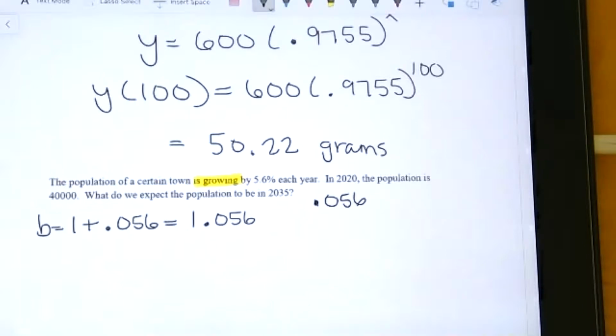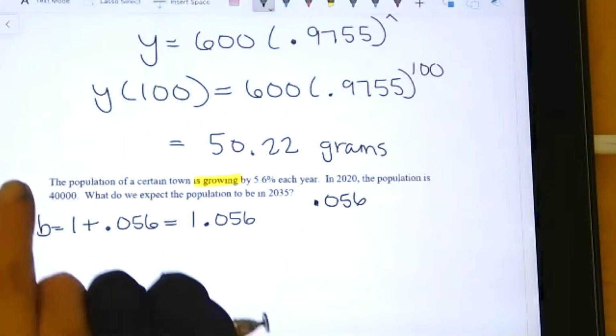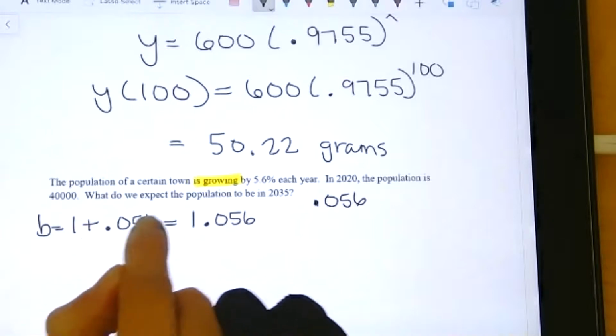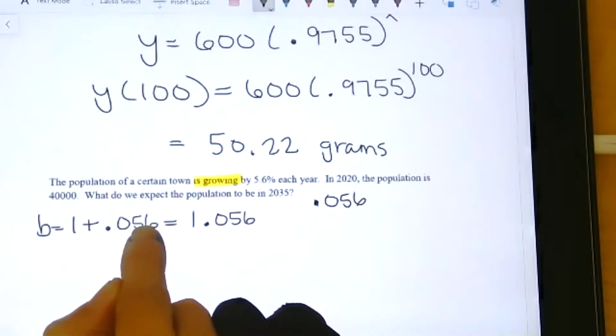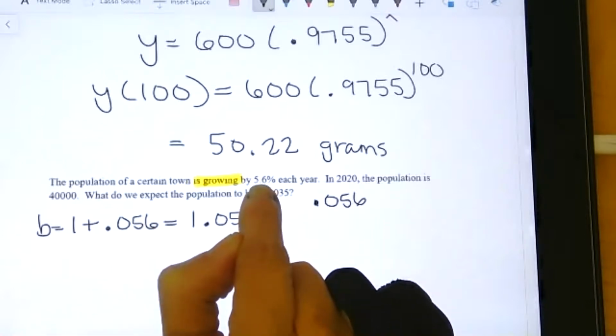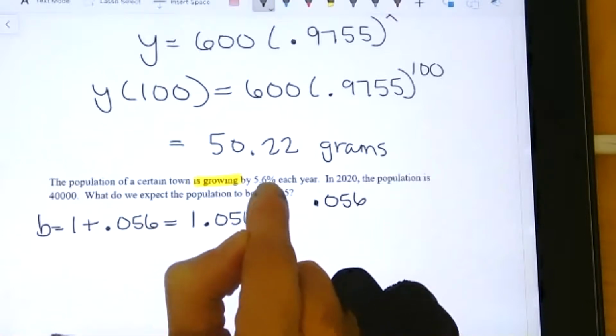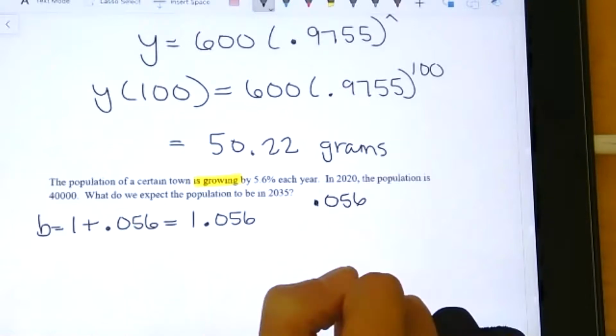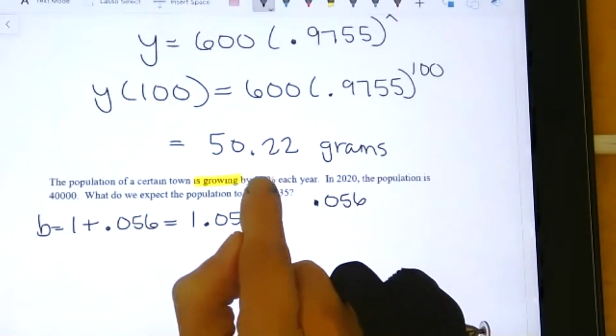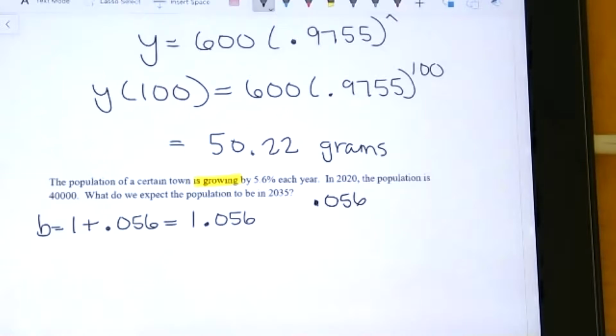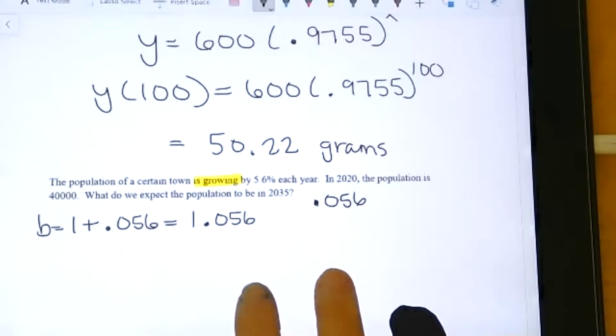If you're doing compound interest, you do 1 plus, but then you've got to change this based off of your number of periods. In other words, if that's your annual interest and you're compounding quarterly, you've got to divide that by 4. If you're compounding weekly, you divide that by 52. However many fit into 1 year. Daily, 365 days, you divide by 365.